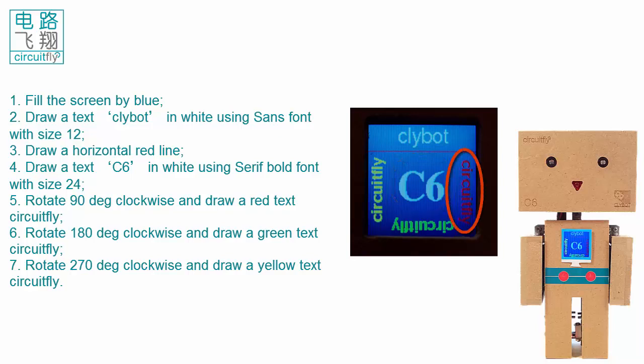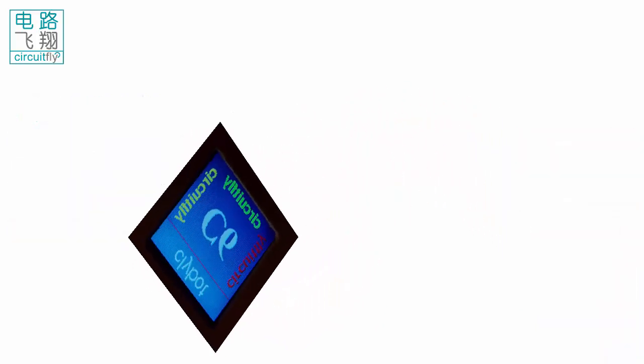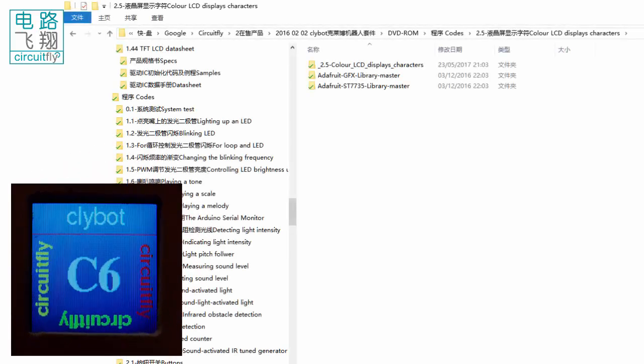Five, rotate 90 degrees clockwise and draw a red text "Circuit Fly". Six, rotate 180 degrees clockwise and draw a green text "Circuit Fly". Seven, rotate 270 degrees clockwise and draw a yellow text "Circuit Fly". How to display such information on the screen?